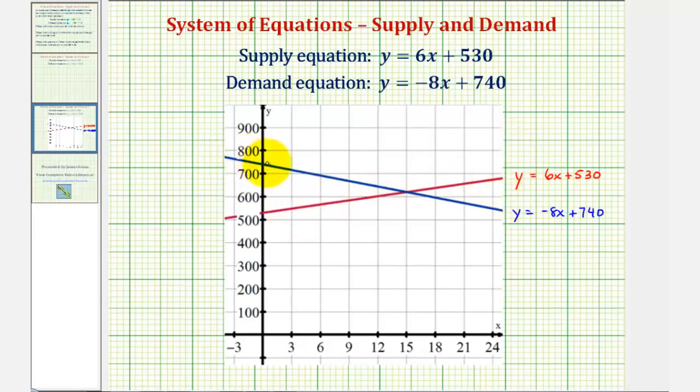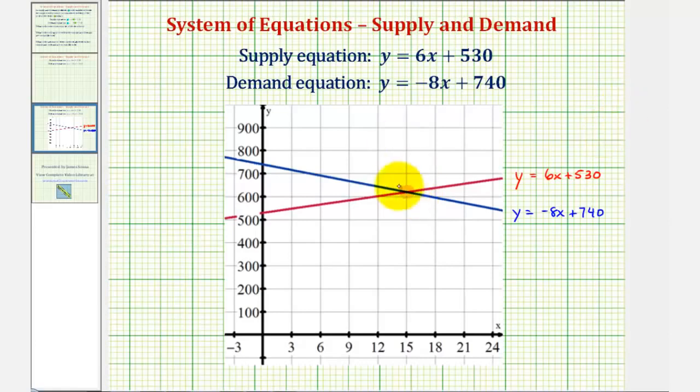And then the demand equation is graphed here in blue. Because it has a negative slope, we have a decreasing linear function, which means as the price increases, or as X increases, the number of items consumers will buy will decrease. The equilibrium point is when the supply and demand equations are equal, which would be at this point of intersection.